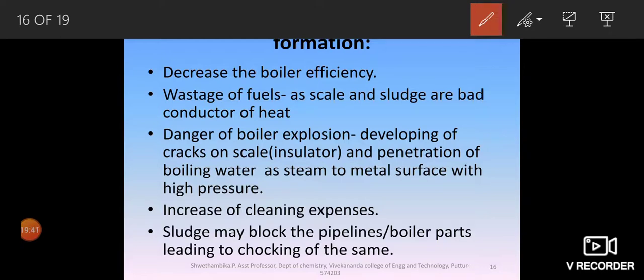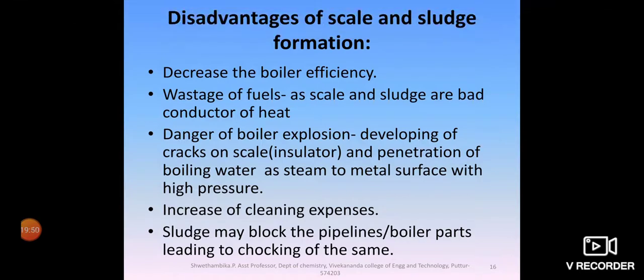processes because we have to interrupt the steam production, go for some advanced methods, and then restart the process. So cleaning expenses will be added on. Then sludge may have another problem, which may block the pipelines or any boiler parts, because it goes and deposits at the colder ends of the boiler.